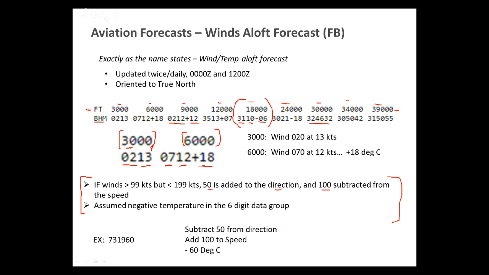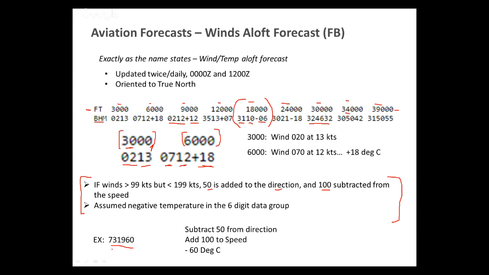So I've got an example down here. And this is just one reason why this report kind of stinks, and why you're probably going to be using your ForeFlight or some other tool to give you wind information. But for example, you've got 731960. Imagine that's up on your 34,000 foot forecast.